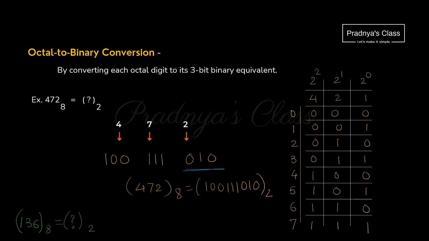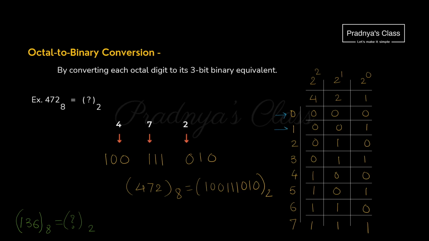Now how to get this binary equivalent? Look at this, 2 to the power 0 means 1. You know that, right? Any number to the power 0 is equal to 1. 2 to the power 1 will be 2 and 2 to the power 2 will be 4. Now let's start with the first digit of the octal number system, 0. For 0, we will write all 3 bits as 0.